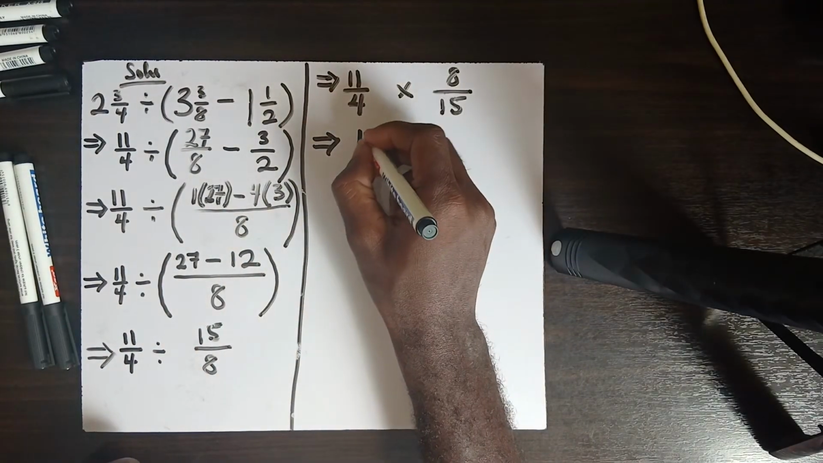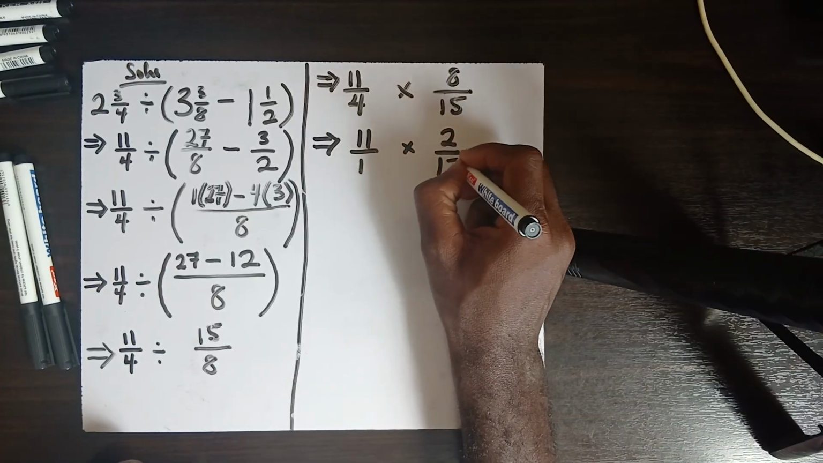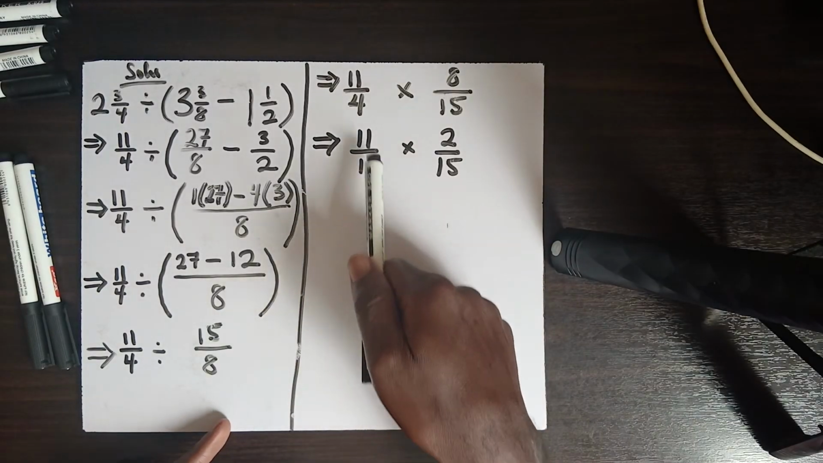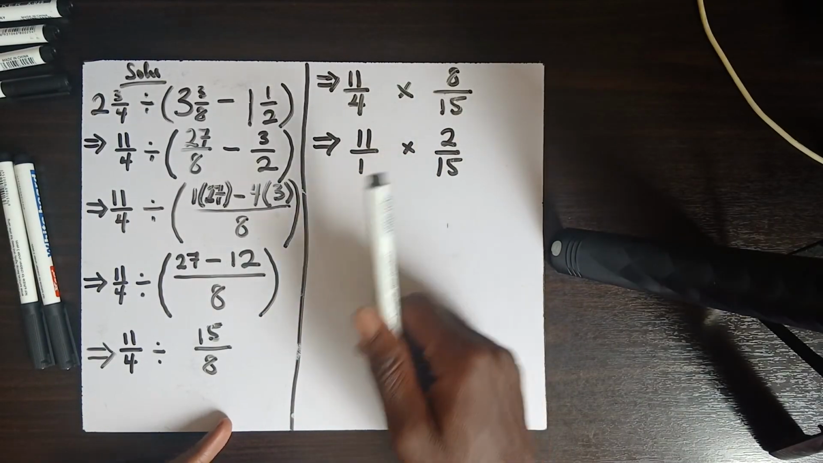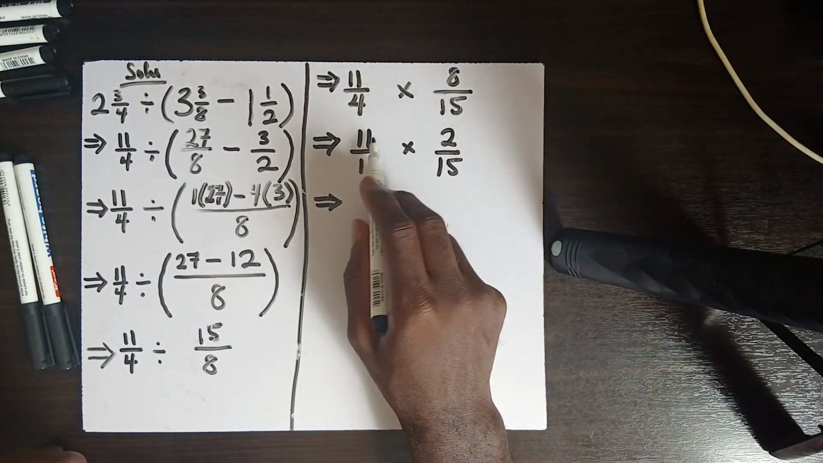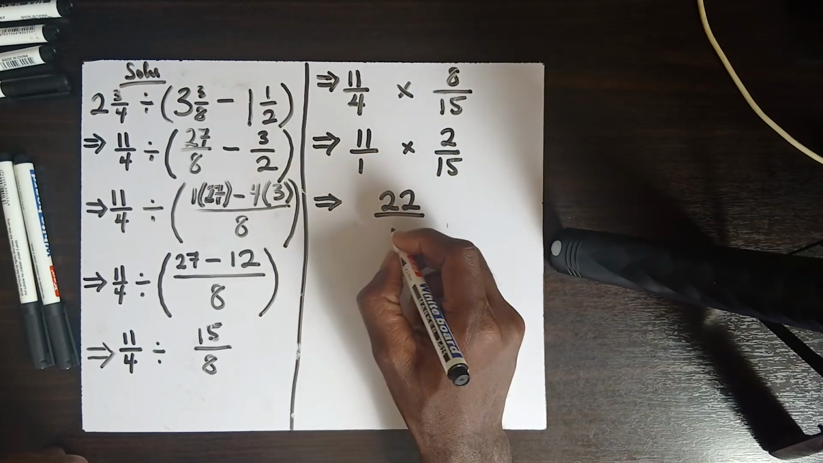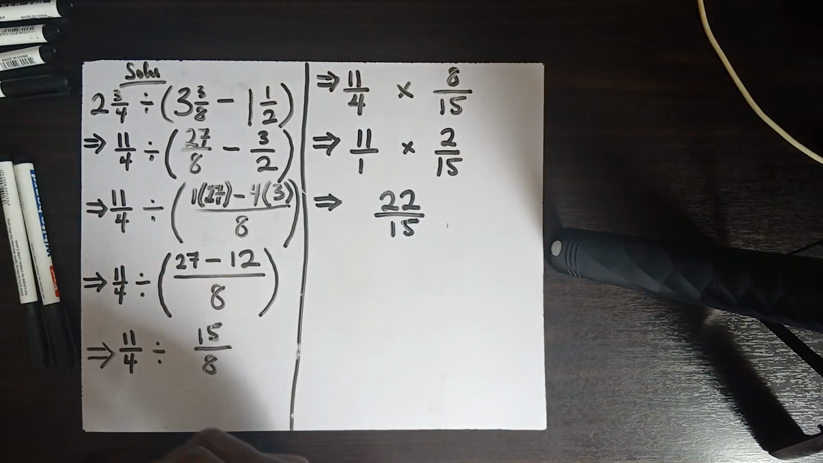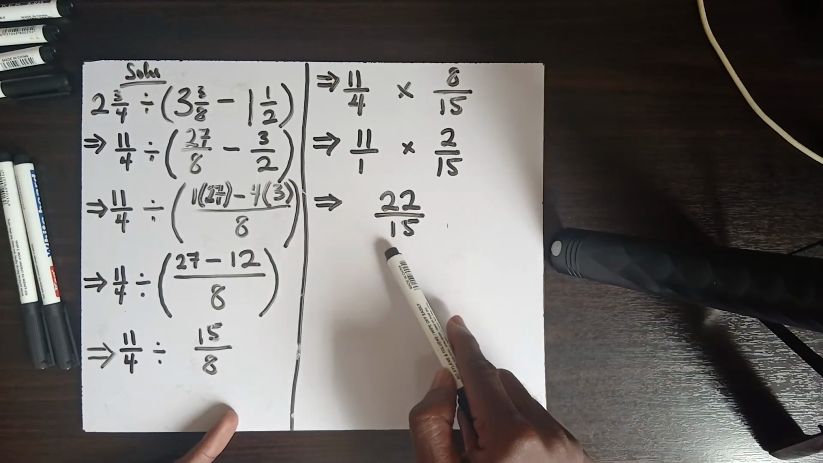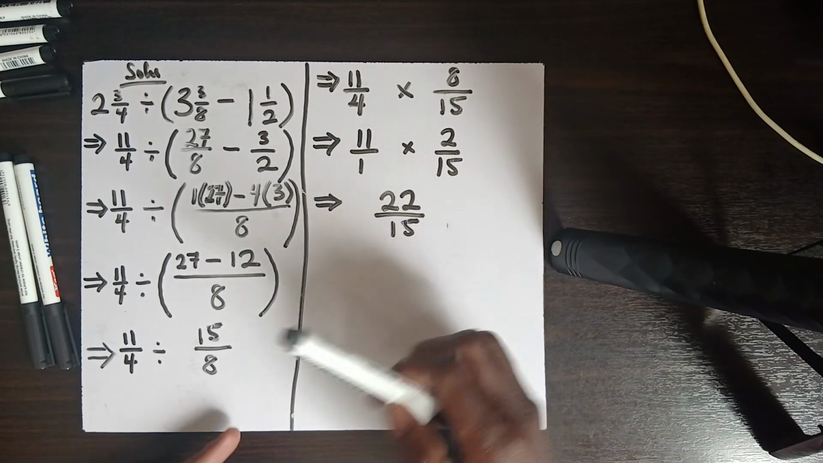So it means we have 11 over 1 times 2 over 15. So that is what it means. Now, since you cannot cancel any other numbers out, you can just simplify further. And you see that you are multiplying the numerators. So 11 times 2 is 22 over, and 1 times 15 is just 15. And remember that this is an improper fraction. So when you are getting your solution in an improper fraction, you have to convert it to a mixed fraction.